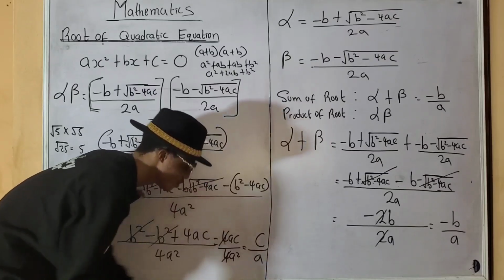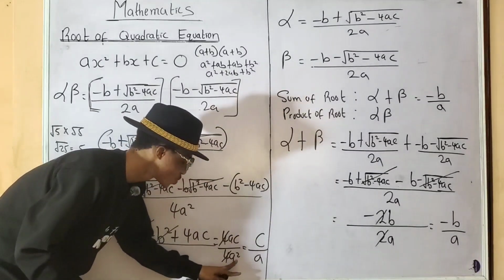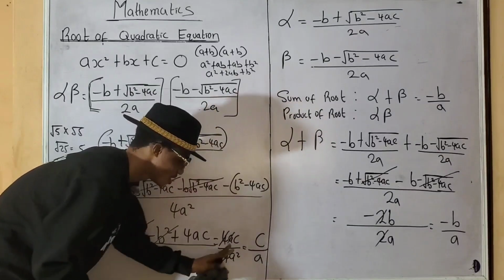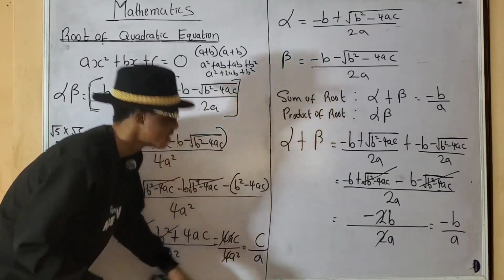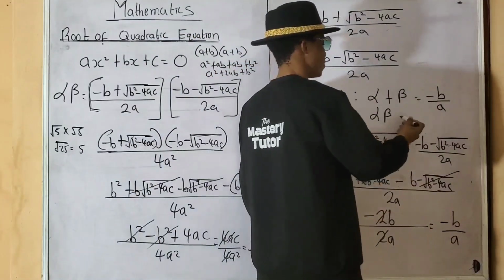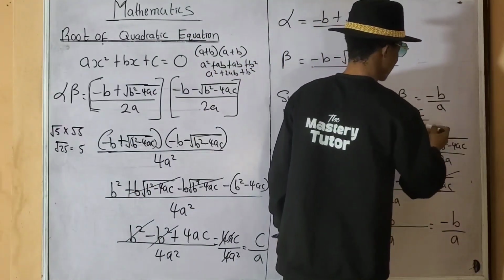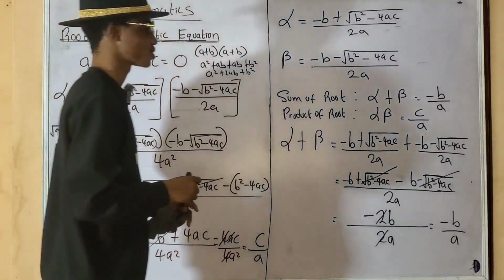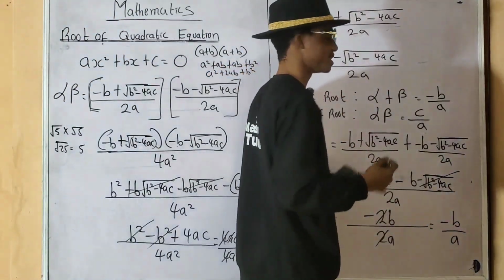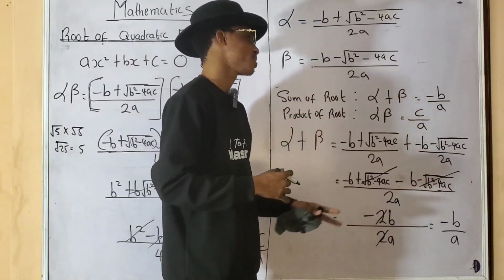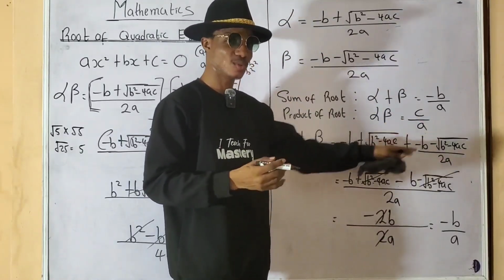And this a, we have a squared here. A squared simply means a times a. I'm only having a at the numerator, so one a will cancel one a. So I'm left with what? C over a. That means the sum of roots is negative b over a. And the product is what? C all over a. Do you understand it now? Okay, please take note of this. The sum of roots is negative b all over a. And the product of the roots is what? C all over a. Do not forget.